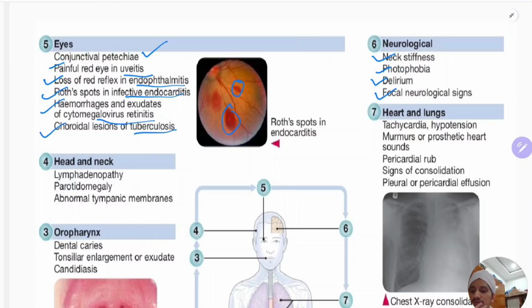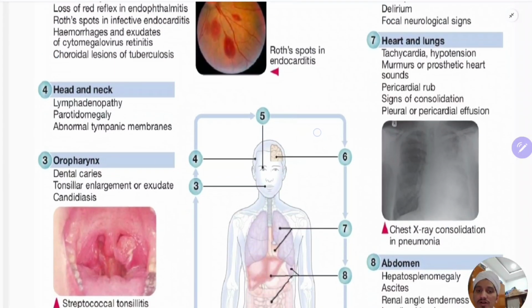Then, coming to the eyes you have seen. Then come to the ears, which is not given here. So ask about any ear discharge, ear pain, nasal obstruction, and palpate the sinuses for frontal tenderness and maxillary tenderness. That will give you a clue to sinusitis. Then you come to the mouth, the oral cavity. In the oral cavity, you can see dental caries, tonsillar enlargement or exudate, and candidiasis.